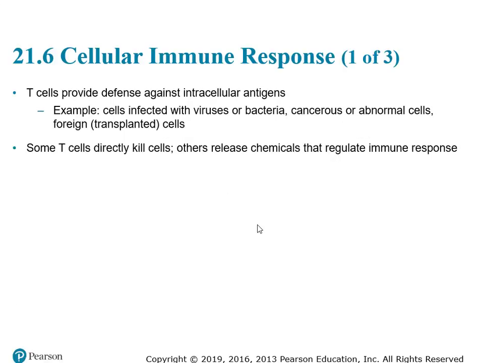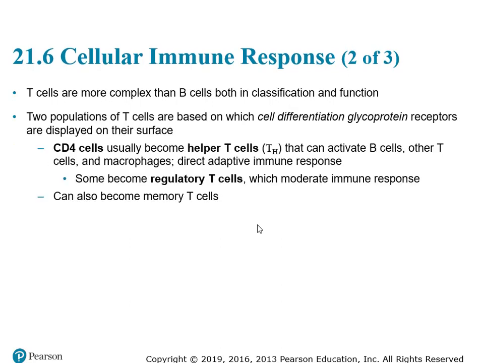So cellular immune response. This is your T cells directly attacking and killing the cells that do not belong to your body. So what cells are they? Viral infected, bacterial infected, cancerous, abnormal, or transplanted cells. These are the cells that your T cells will attack. So they are intracellular pathogens or antigens. T cells, intracellular antigen. B cells, extracellular antigens.